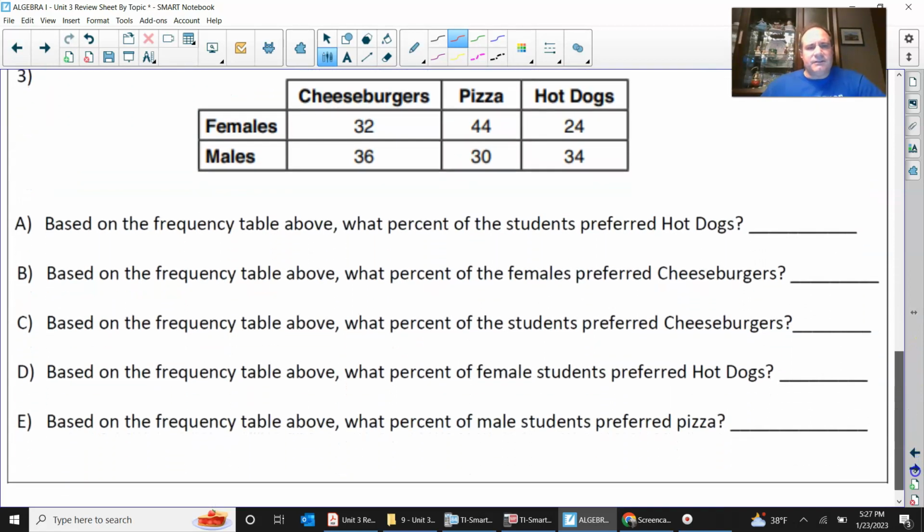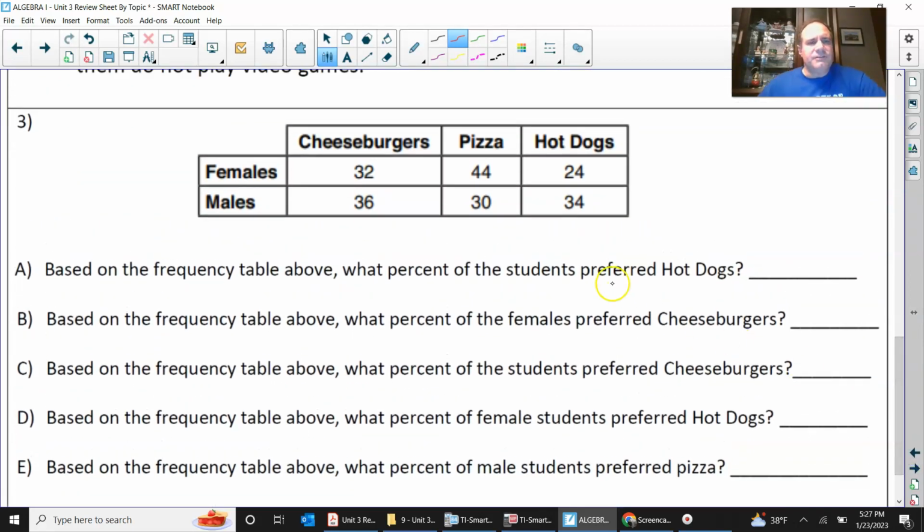All right, number 3 is a lot of questions here. Based on the frequency table, what percentage of students prefer hot dogs? First off, we have to get some totals going. So total and total. So this is 68. This is 74. This is 58.